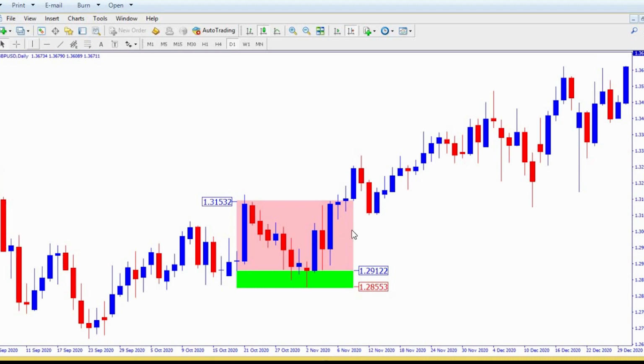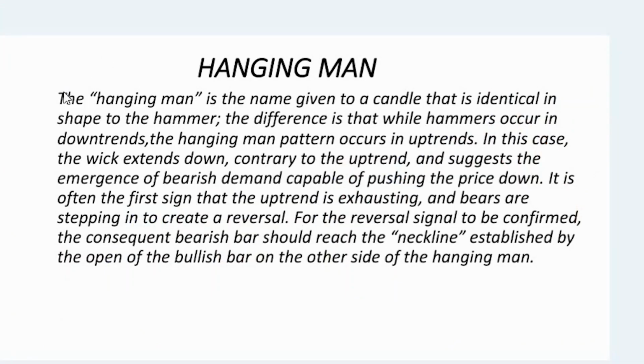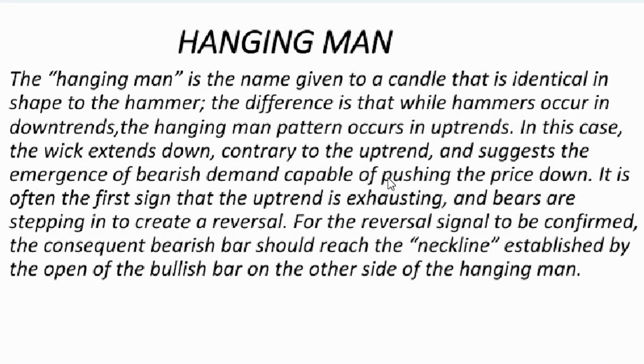Trend can change. So the next we have is the hanging man. The hanging man is the name given to a candle that is identical in shape to the hammer. The difference is that while hammers occur in downtrends, the hanging man pattern occurs in uptrends. In this case, the wick extends down contrary to the uptrend and suggests the emergence of bearish demand capable of pushing the price down. It is often the first sign that the uptrend is exhausting.